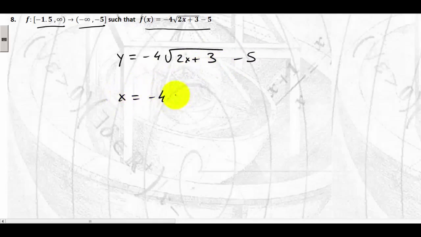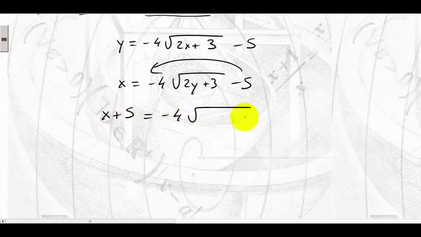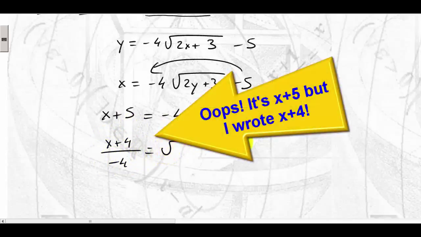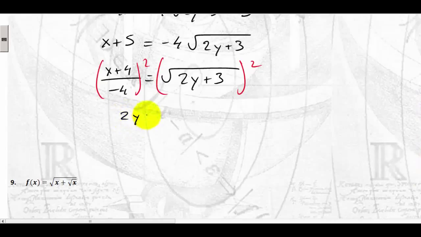So x equals negative 4 square root of 2y plus 3 minus 5. Okay? So then we solve for y. The first thing that you do is move the 5. So I have x plus 5 equals negative 4 times the square root of 2y plus 3. And here let me divide by negative 4. So x plus 5 over negative 4 equals the square root of 2y plus 3. And here, of course, to grab the y, you need to square both sides. And we have that 2y plus 3 equals x plus 5 squared.